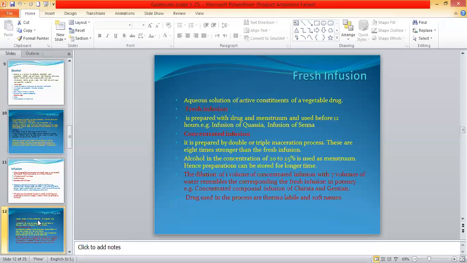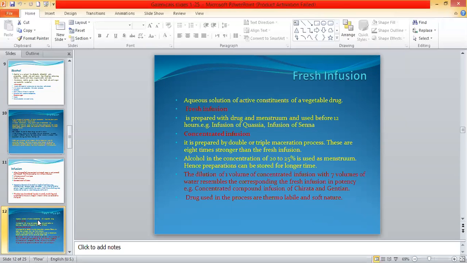And this preparation, this concentrated infusion, can be stored for a longer time as compared to the fresh infusion, because fresh infusion must be used within 12 hours, not after 12 hours. The dilution: how can you prepare diluted infusion? By taking 1 ml of concentrated infusion and mixing it with 7 ml of water, and it will correspond to the fresh infusion in potency.